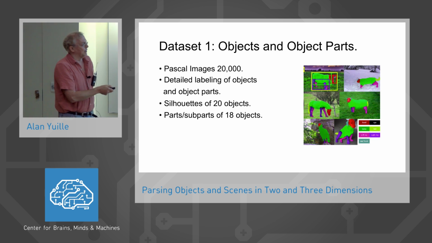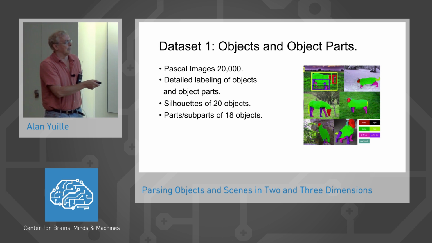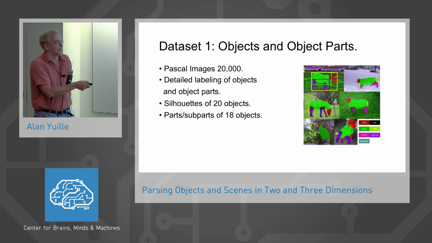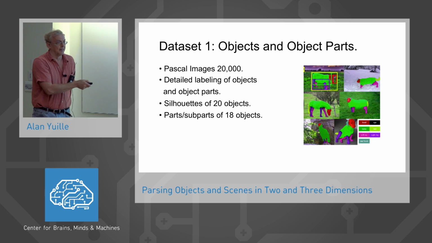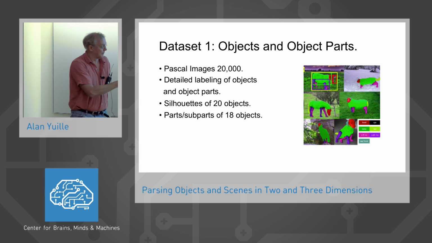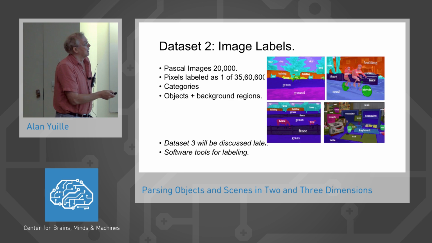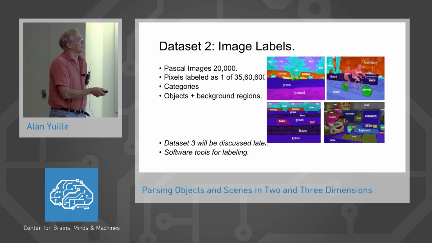So parts and subparts. This means that you could start testing algorithms which could be evaluated by whether they can find the parts of the objects and so on, and find the silhouettes, and not merely put a box around them. Okay, and so I'll discuss that a little in the first example of the work.